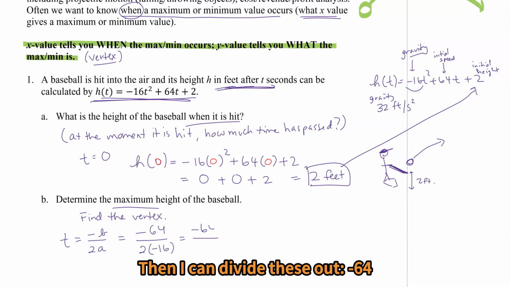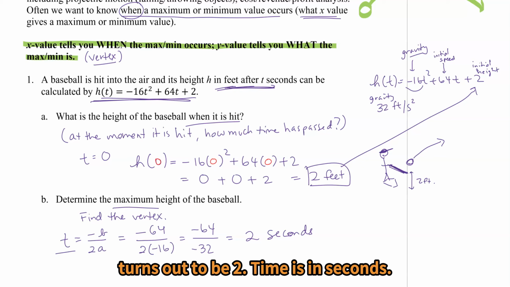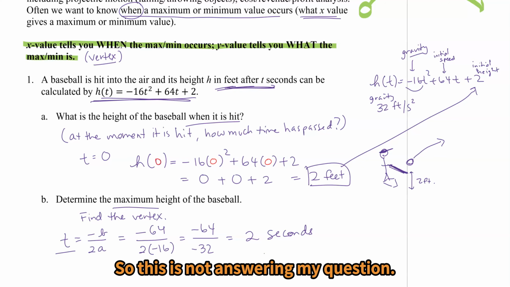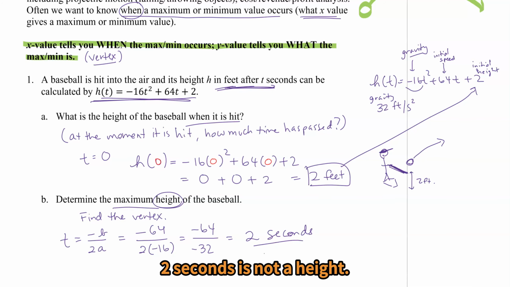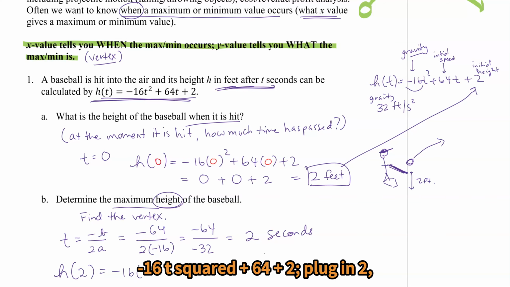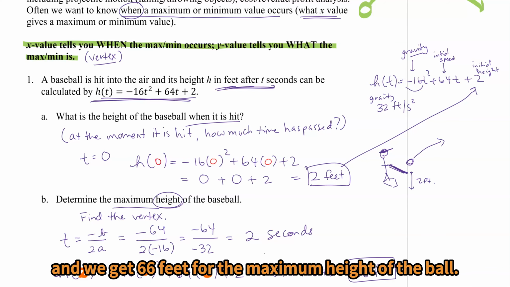Negative 64 divided by negative 32 turns out to be 2. Time is in seconds, so this is not answering my question. It says determine the maximum height of the baseball. 2 seconds is not a height. So what do I do with that? I plug it back in. H of 2 equals negative 16 t squared plus 64 t plus 2. Plug in 2 and simplify it. 4 times negative 16. And we get 66 feet for the maximum height of the ball.